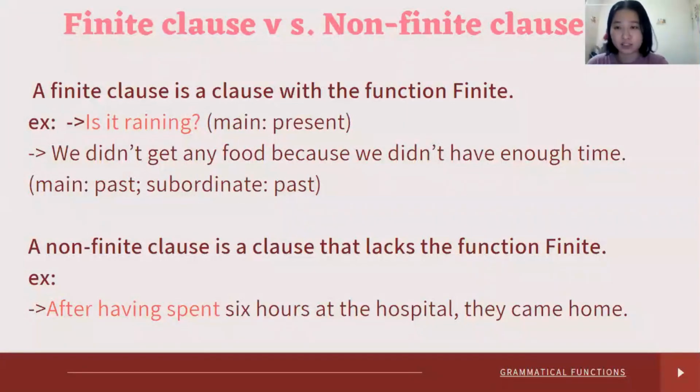About the finite clauses: a finite clause is a clause with a finite function, and it can appear in any tense. For example, we have two sentences. In the first, the main clause is in the present, and in the second, "we didn't get any food because we didn't have enough time," the main and the subordinate clauses are both in the past.